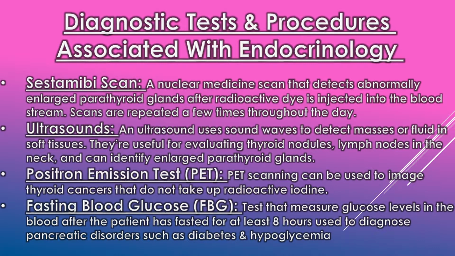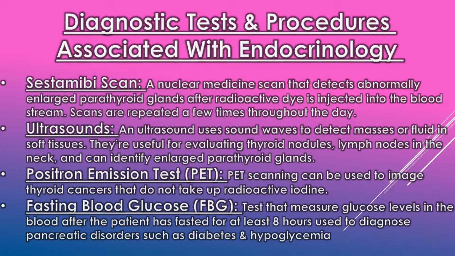Diagnostic tests and procedures associated with endocrinology. The first thing on our list is the Sestamibi scan. The Sestamibi scan is a nuclear medicine scan that detects abnormally enlarged parathyroid glands after radioactive dye is injected into the bloodstream. These scans are usually repeated a few times throughout the day for as long as the patient is in the hospital.